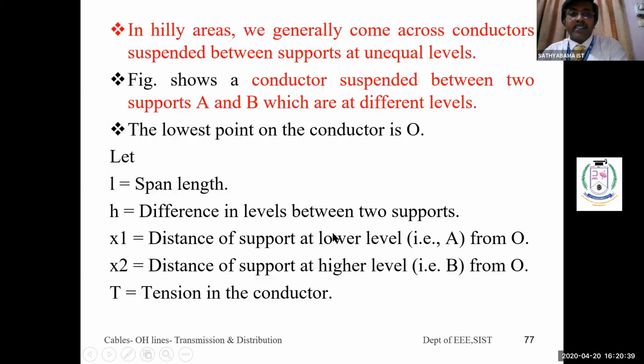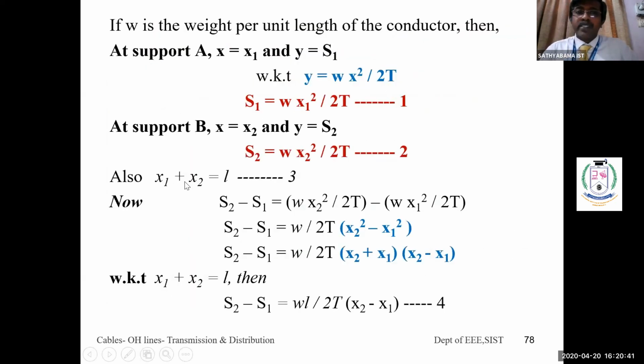So shall we write it like this? L is equal to X1 plus X2. So X1 plus X2 is nothing but L. And we have equations number 1 and 2, so we have to subtract them. I will tell why we subtract in the next slide. So subtract S2 minus S1. See the second equation: S2 minus S1 is equal to W divided by 2T. Here W is the weight of the conductor and T is the tension of the conductor.